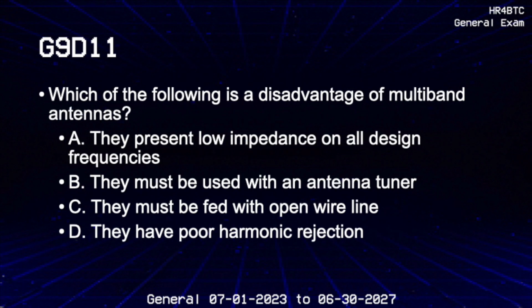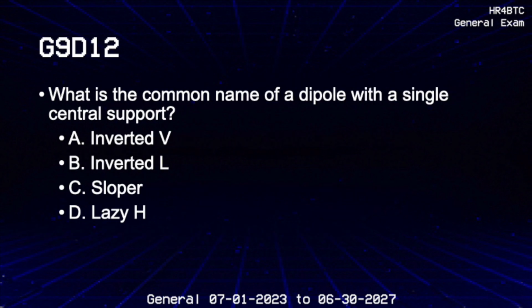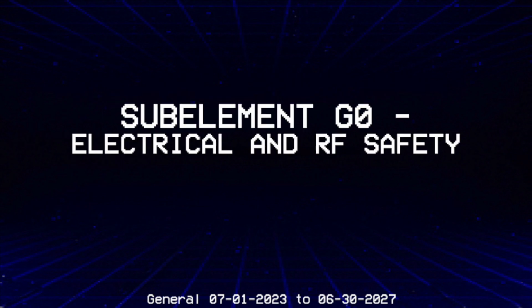Which of the following is a disadvantage of multiband antennas? They have poor harmonic rejection. What is the common name of a dipole with a single central support? Inverted V. Subelement G0. Electrical and RF safety.